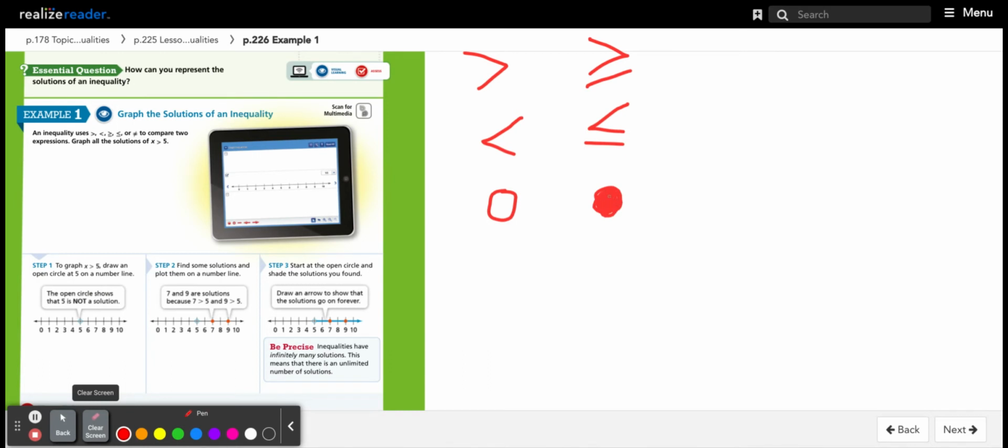I know Mrs. Clark in the past had taught students that she remembers that it's a colored in circle for or equal to, because to make this extra line on the inequality requires more ink, so then she colors in the circle because it requires more ink. I just remember that we're including the number, you're going to be coloring it in.